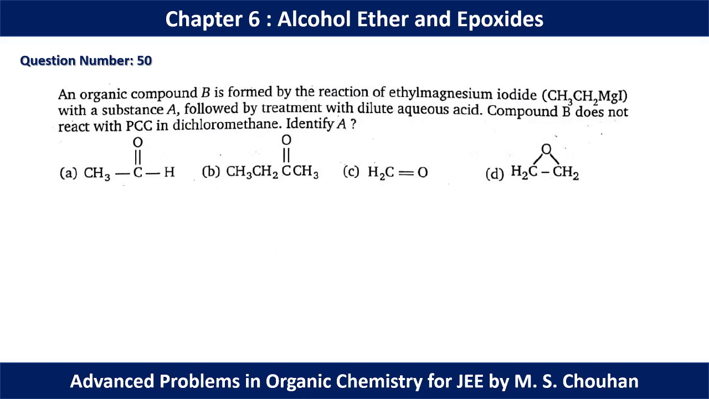In question number 50, an organic compound B is formed by the reaction of ethyl magnesium iodide with a substance A followed by treatment with dilute aqueous acid. Compound B does not react with PCC. So there is no chance of oxidation. If we closely look at the Grignard reagent, this kind of situation will arise. If hydrogen is added with this carbon, it can be oxidized. So here we have hydrogen, so this can be oxidized.